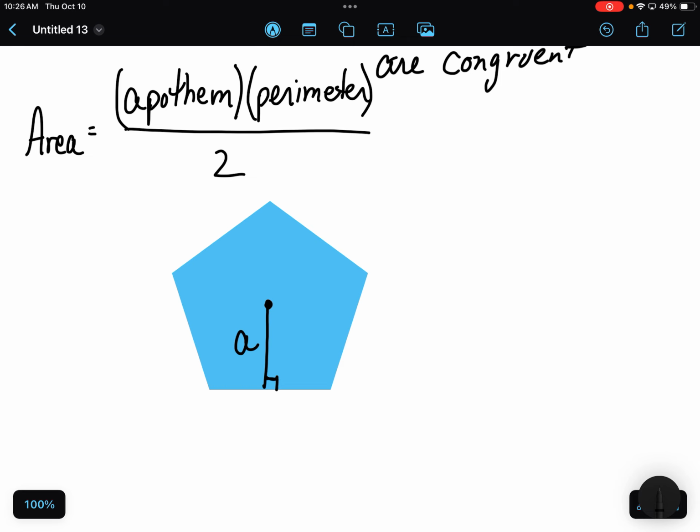Some geometry stuff and some upper-level ones, we might not give it to you and you have to find it using some trig stuff, which we haven't got to, and we won't get to till like May. So we're not going to touch that part. I'm going to give you the apothem.